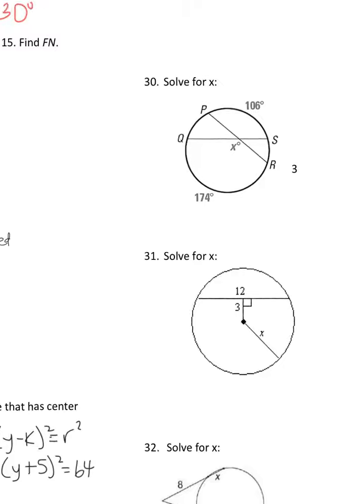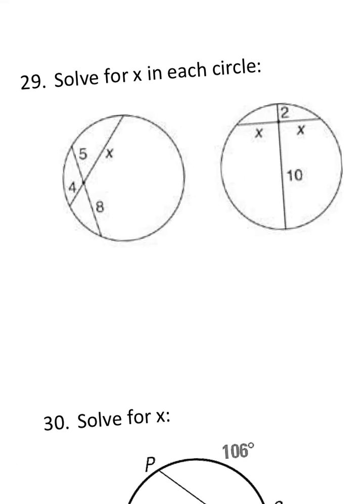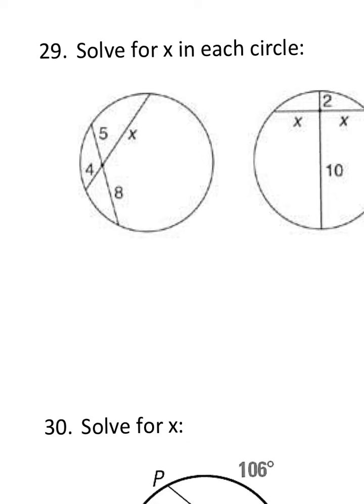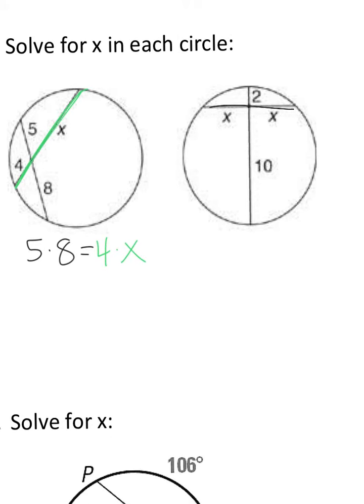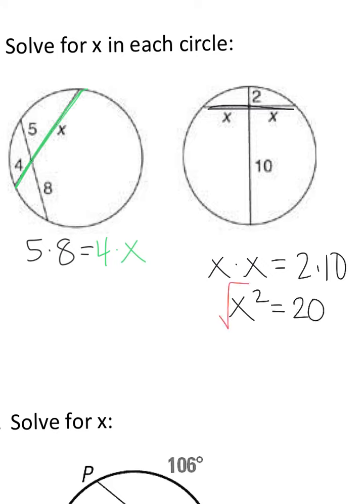Okay, 29. Solve for x in each. So these are secants or chords that intersect inside the circle. So on one chord, you just do 5 times a equals 4 times x and solve for x. Same with this one. You're going to do x times x equals 2 times 10. So it's going to be x squared equals 20. And so then take the square root of x squared. So x is equal to, break it down, root 5.